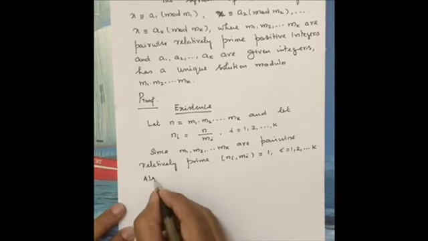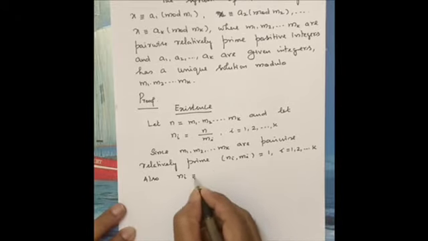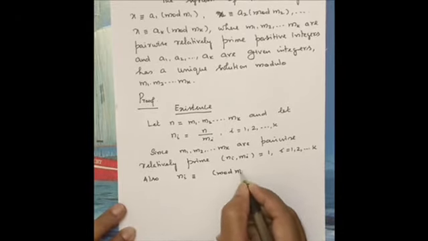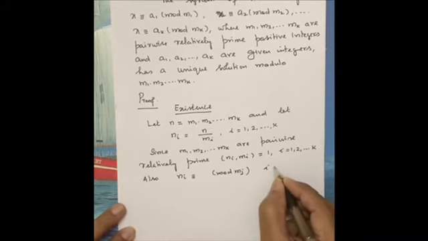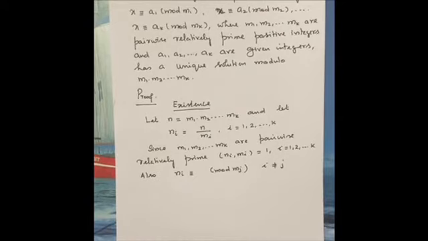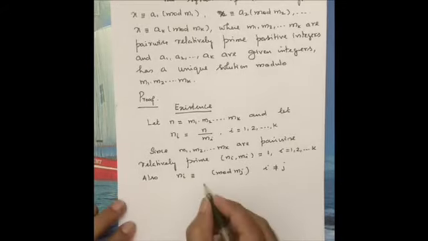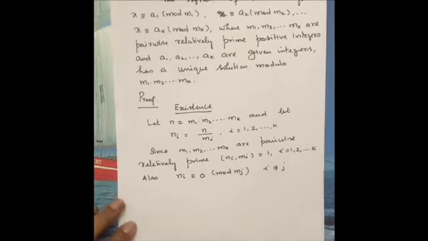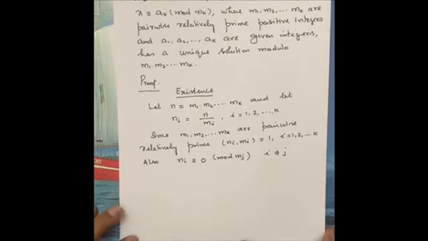What is ni congruent to modulo mj, i not equal to j? What is this remainder? ni is the product of m1, m2, etc., mk other than mi. So mi is not available. So it is a product of some mj, j not equal to i. So the product of mj means automatically it is divisible by mj. That's why the remainder will be 0. So also ni congruent to 0 modulo mj.